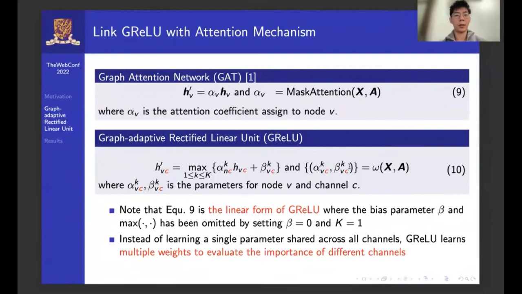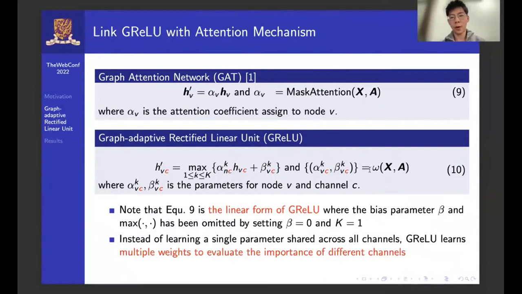One way to understand the GReLU is to link it with the attention mechanism. Here is the comparison between the graph attention networks and the GReLU. We can see that in the graph attention networks, we use the masked attention function to output the parameters for each node. And in the graph adapted rectified linear unit, GReLU, we are actually doing the same thing.